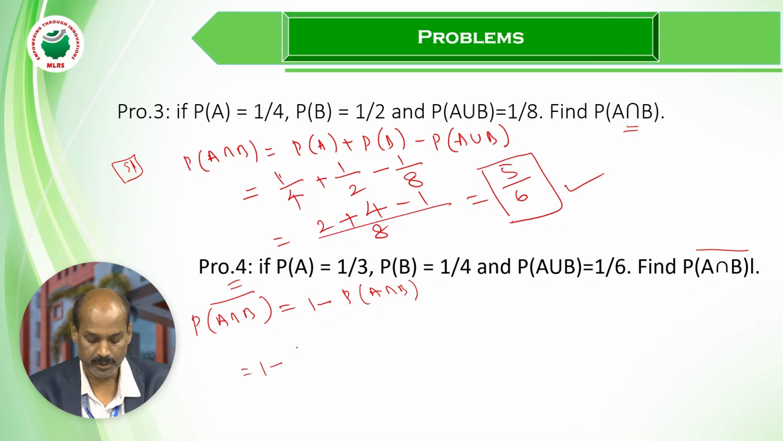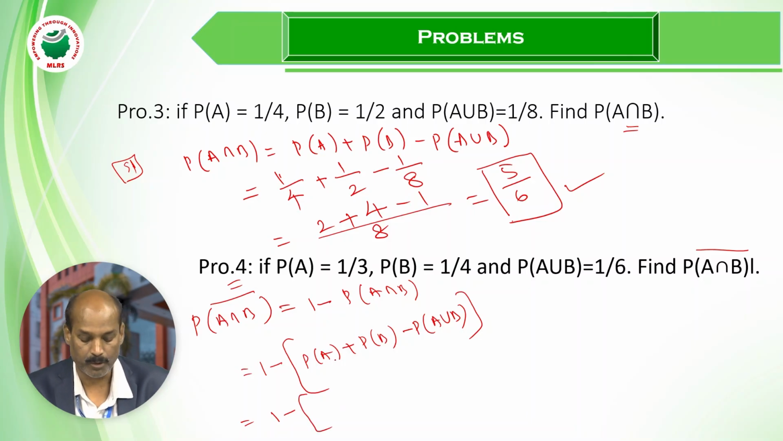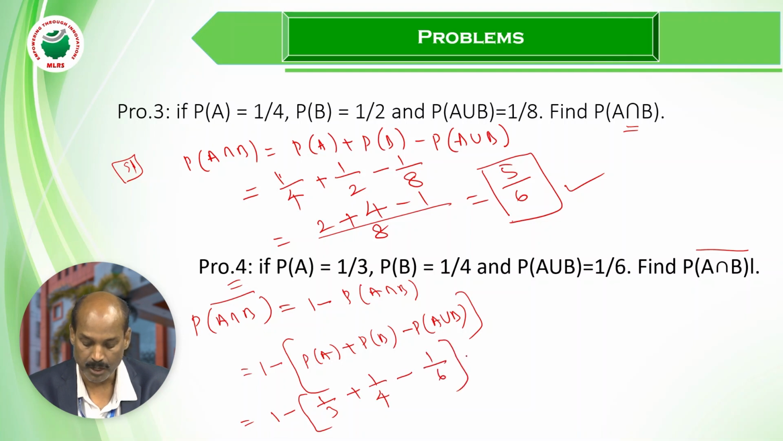Now, here 1 is a number, minus is an operation. Probability of A intersection B, you write this value from the additive rule. So probability of A intersection B, how do we write it? Probability of A plus probability of B minus probability of A union B. Now substitute all values, as in problem number 2. So 1 minus bracket, probability of A how much? 1 by 3. Probability of B how much? 1 by 4 minus 1 by 6.